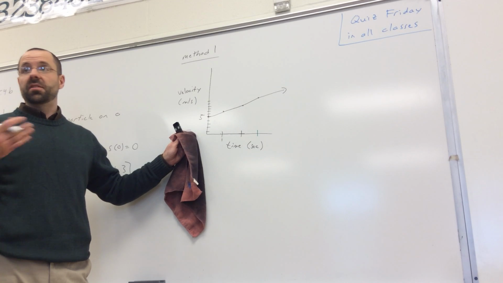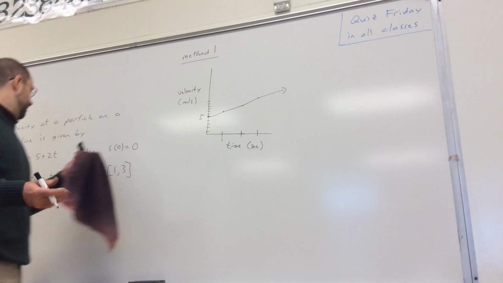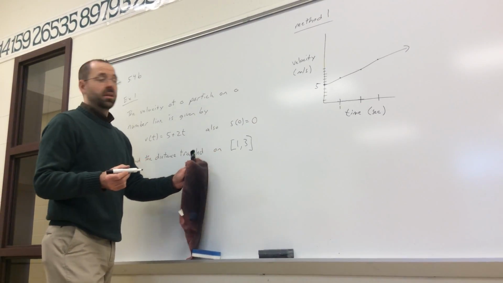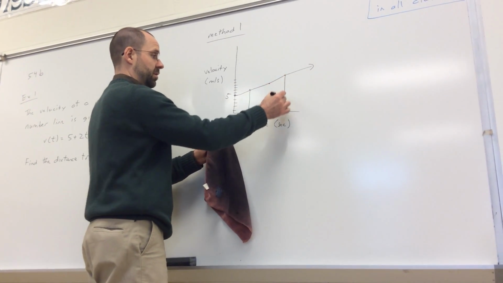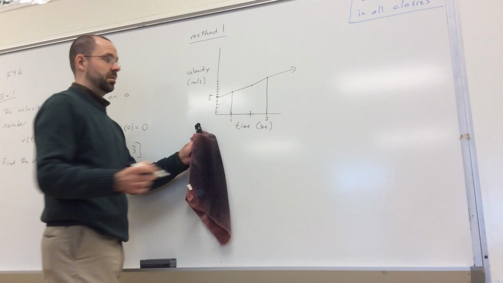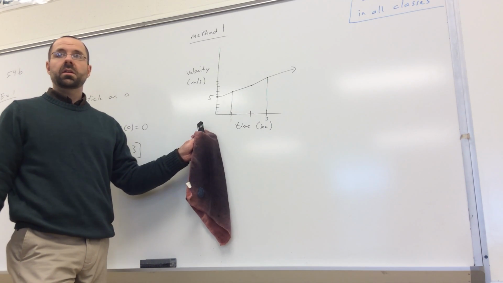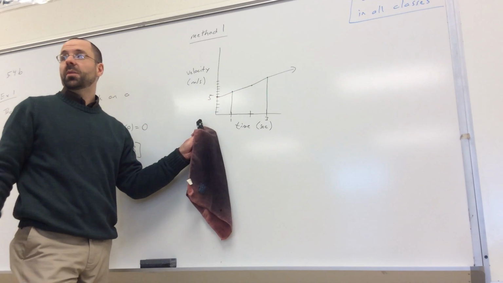And area on the velocity curve is distance. They want the distance on the time interval 1, 3. So that means we're going to find the area from 1 to 3. And this area isn't going to be too bad. It's just going to be the area of a trapezoid, because that's the shape we got.